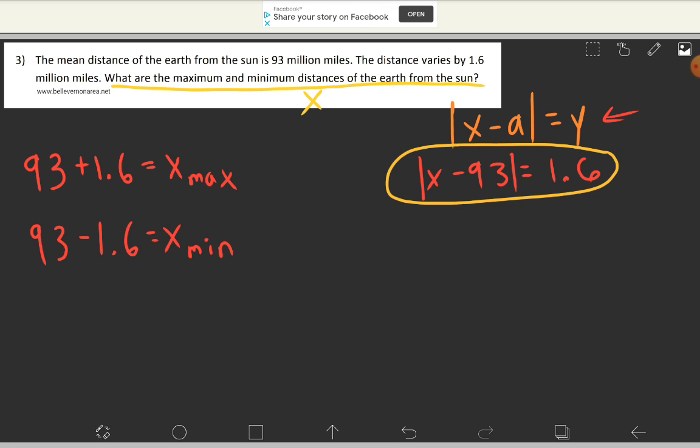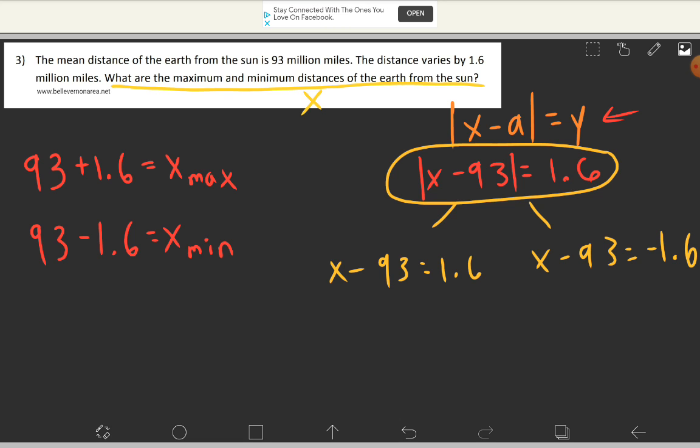And so we're going to look for the maximum and minimum distances. And how we're going to do that is that we're just going to solve it like we normally would. And I showed how to solve it in the last videos. But what we're going to do is get a positive version, x minus 93 equals positive 1.6, and a negative version, x minus 93 equals negative 1.6. And then we are going to solve it like normal.